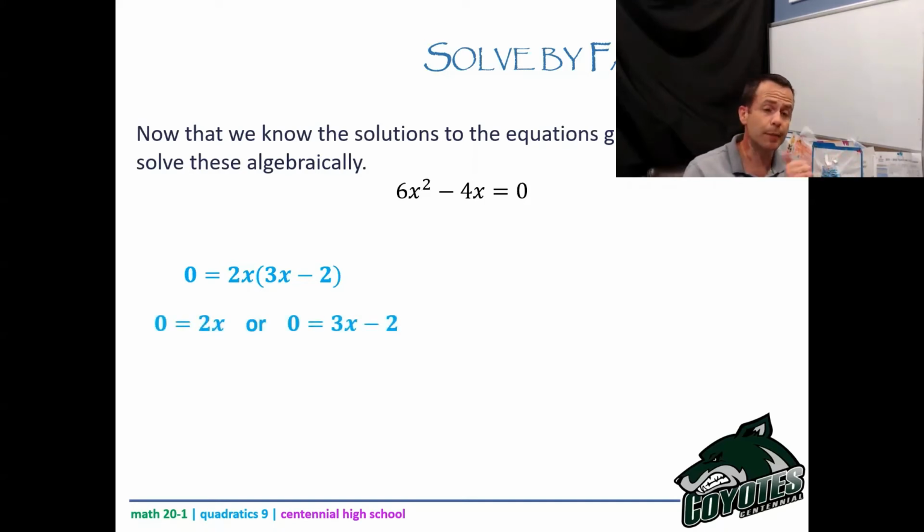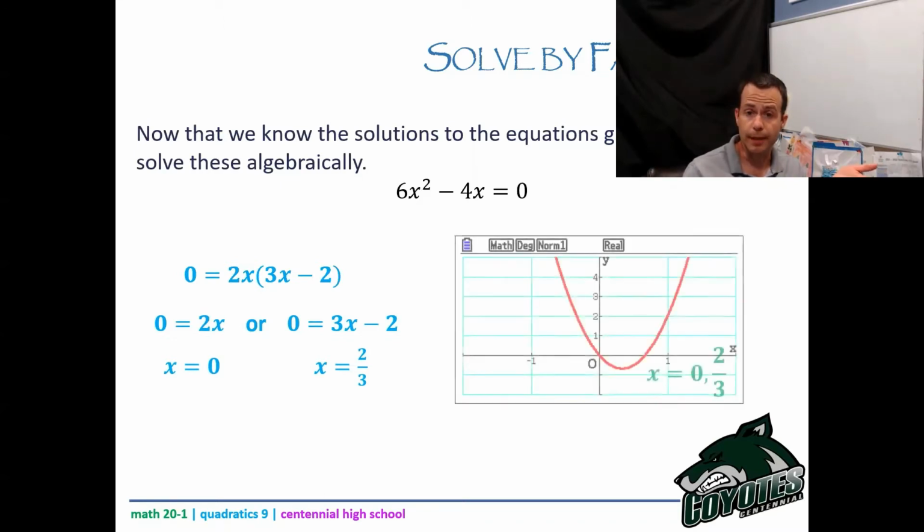If zero comes from my 2x, divide both sides by 2, x has to be zero. On the other side, if zero comes from my 3x minus 2, I'll add 2 and divide by 3, so x would equal 2 over 3. So my two answers here would be 0 and 2 over 3. Go compare the graph that you did on the top of that page. You got the exact same thing. X was 0 and 2 over 3.